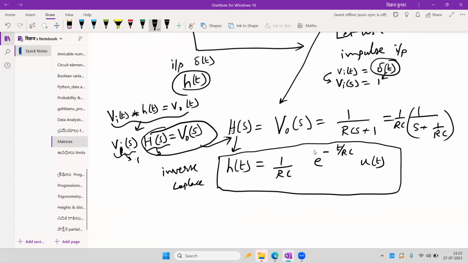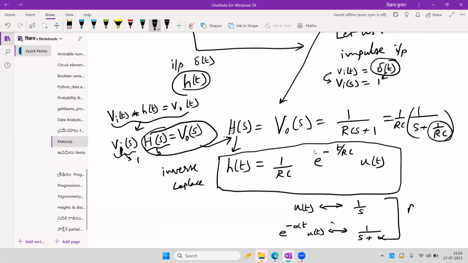Why, I'll tell you. If you have u(t), which is called the unit step function, its Laplace transform is 1/s. If you have e^(-alpha t) u(t), then the Laplace transform is 1/(s + alpha). Now this is also in the form of 1/(s + alpha), where in place of alpha you have 1/RC. So this is a standard formula.